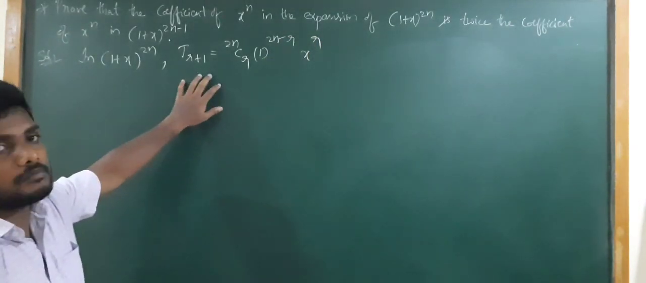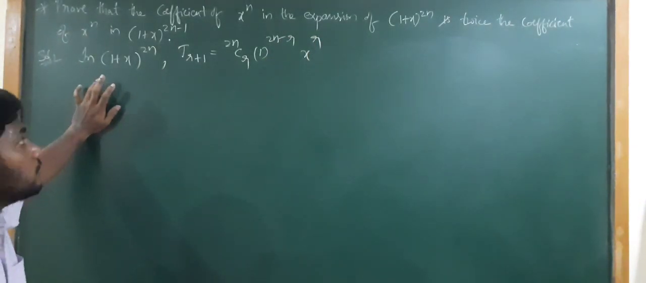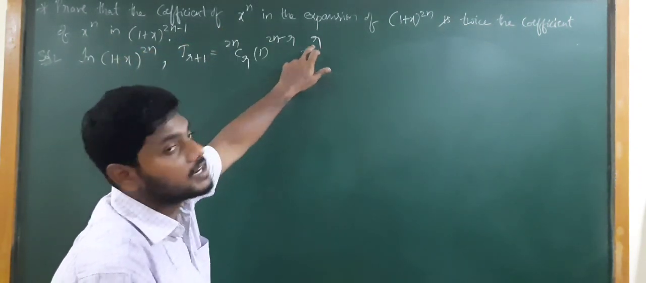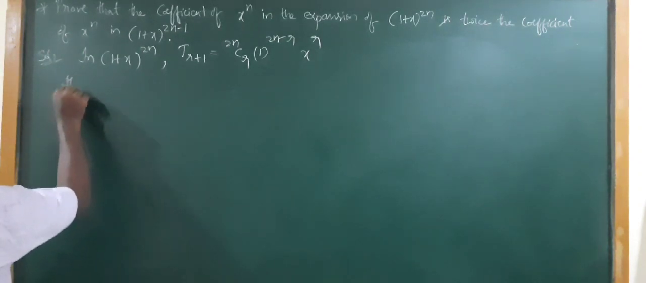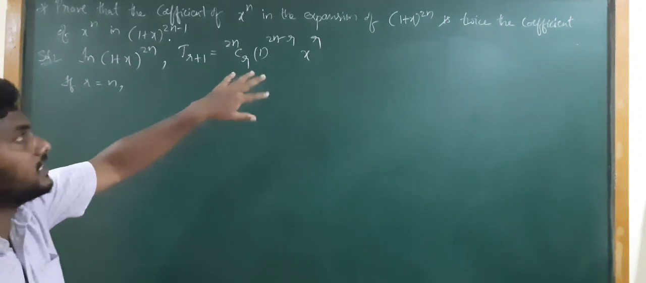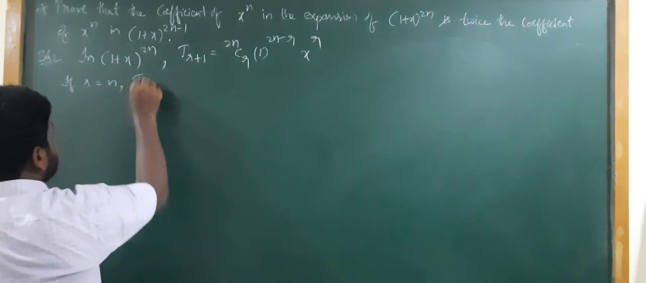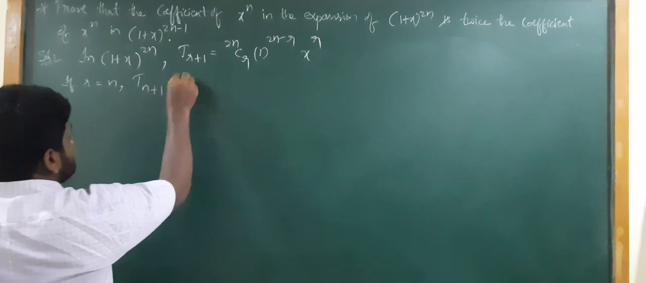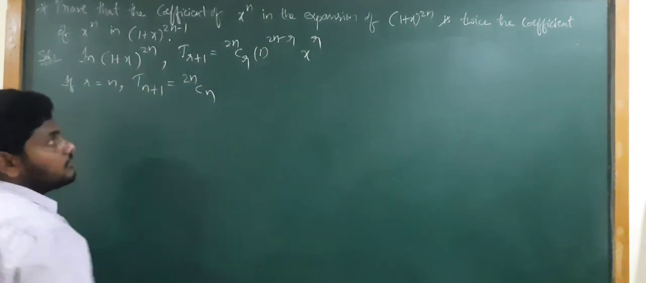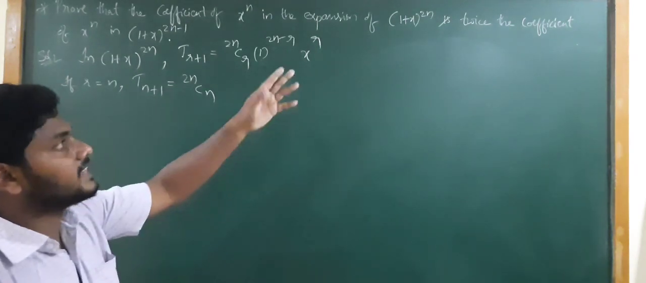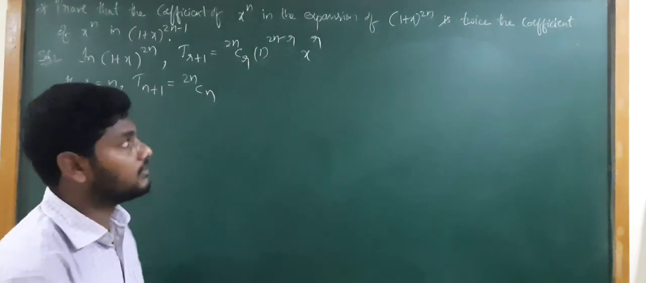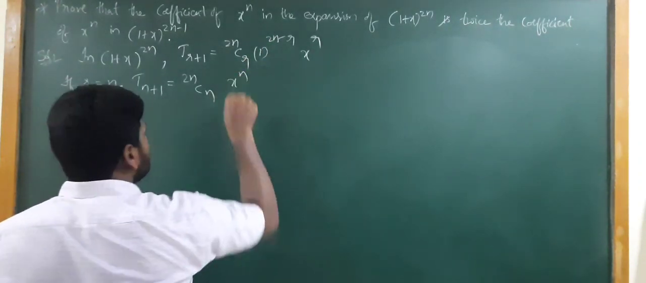So this is the general term in this expansion. Now, in order to get the coefficient of x power n, first of all it should be x power n. That means if r equals n, then only we will get the term which includes x power n. So it will be t(n+1) equals 2n C n times 1 to the power of 2n minus n, which is equal to 1 to the power of n. As n is an integer, 1 to the power of an integer will be 1 only. So which is x to the power of n.